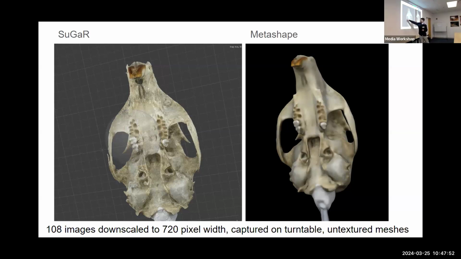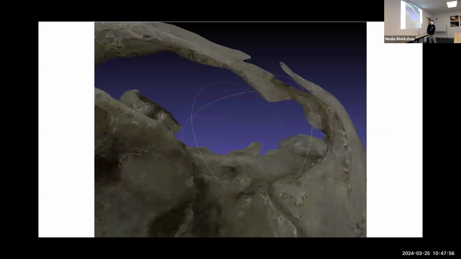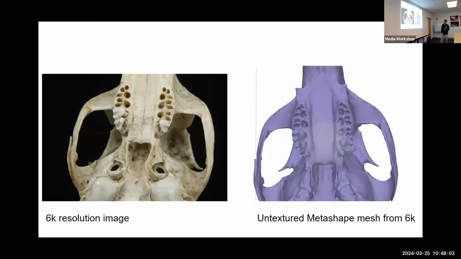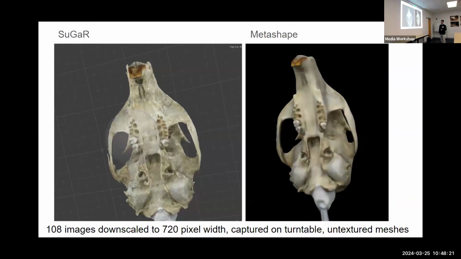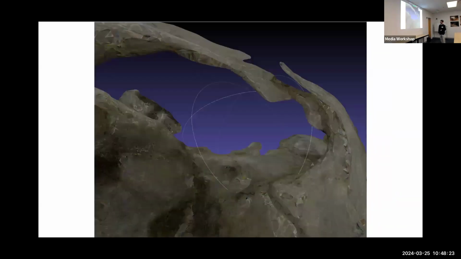This moment right here, this kind of broken occipital arch, is something that I wanted to make sure was in the data set. It was kind of our focal point. And so here's a 6K resolution image from a mirrorless DSLR, and here's an untextured Metashape mesh from those 6K images. So this is very high res, and you can see it still fuses that arch. So it's exciting that on the 720 data set, it's able to maintain that geometric accuracy.